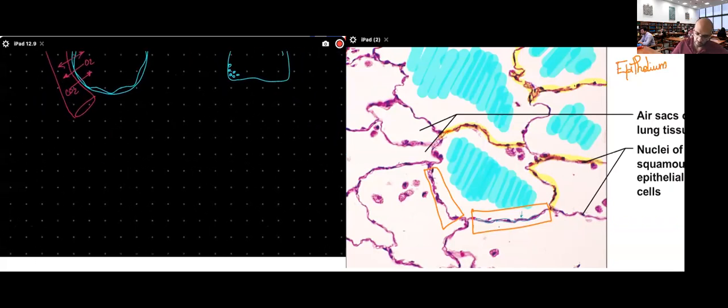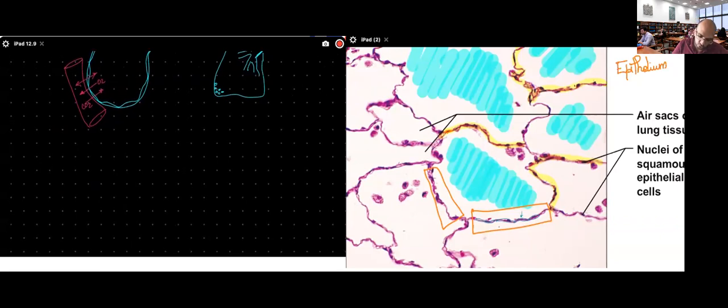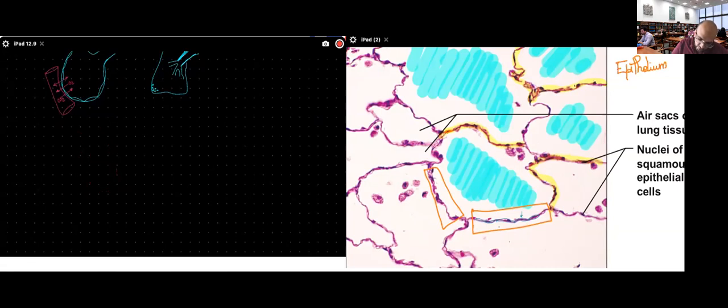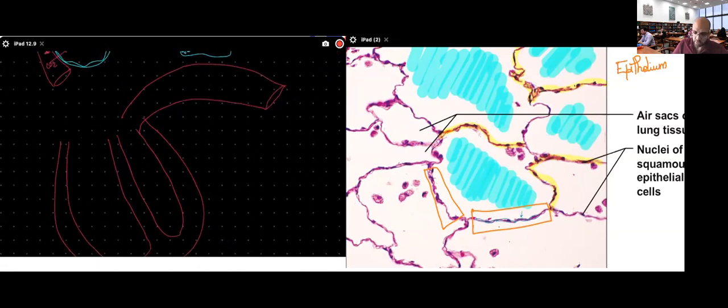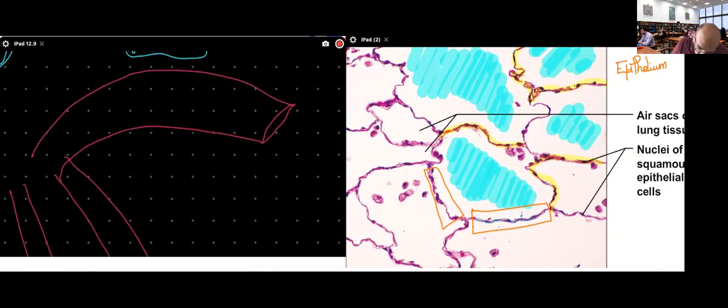What else? Where would you need one row of flat cells? Where would you need a minimal resistance? If we're looking here at the inside of the heart, and the blood vessels. If this is a blood vessel, which one do you think will allow less resistance against the blood flow? Just one row of cells which are flattened like this, or cuboidal or columnar? What do you think? Which one will allow the blood to travel with the minimal resistance? Just one row of flat cells.